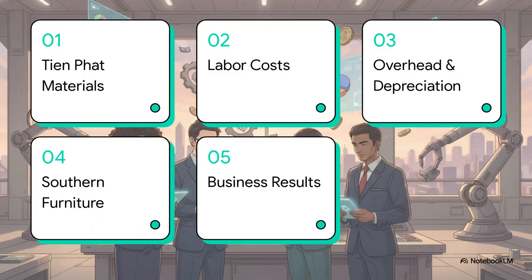All right, let's take a quick look at our roadmap. We'll start with the TNFAT materials example, move on to some common labor cost pitfalls, and then compare depreciation methods. After that, we'll tackle the Southern Furniture case study, break down the core costing formula, and finally, wrap up with some strategic business solutions. Let's get right into it.